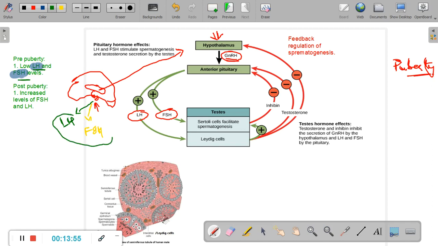Now, what do these two hormones do? These two hormones are released into the blood. And that's why this is an endocrine gland. Endocrine glands release their secretions into the blood.